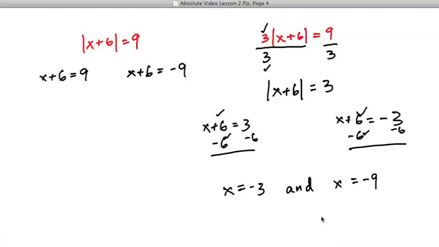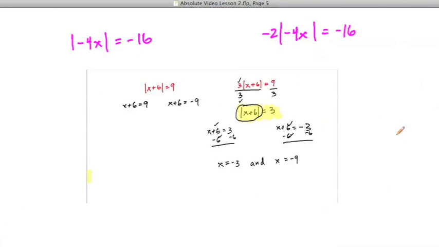Over here, there was no stuff, so we just started right away. Over here, we got rid of the stuff first. We have to have our problem like this before we can actually move forward and solve it. We have to have the absolute value stuff by itself. Got to get rid of all the other stuff.